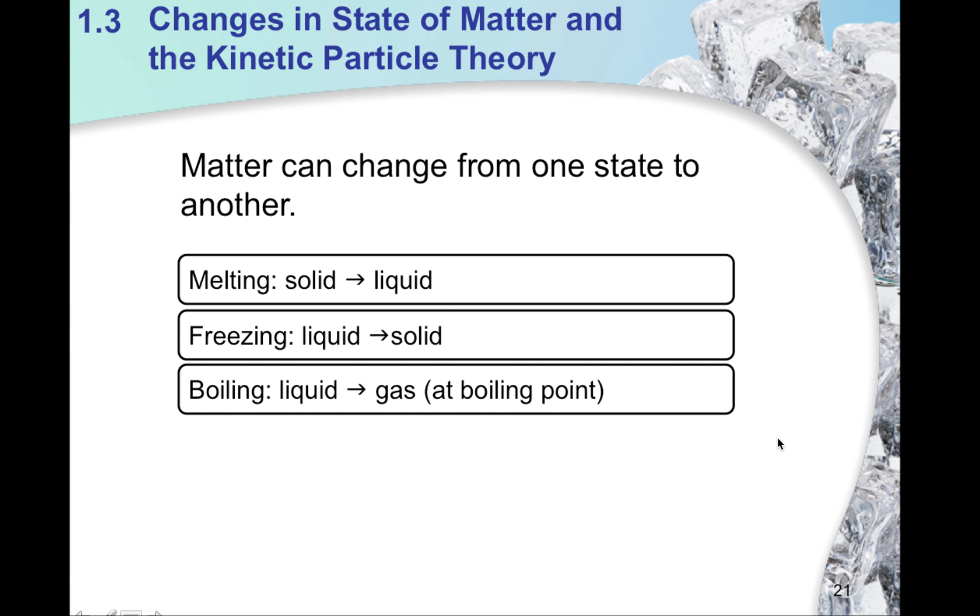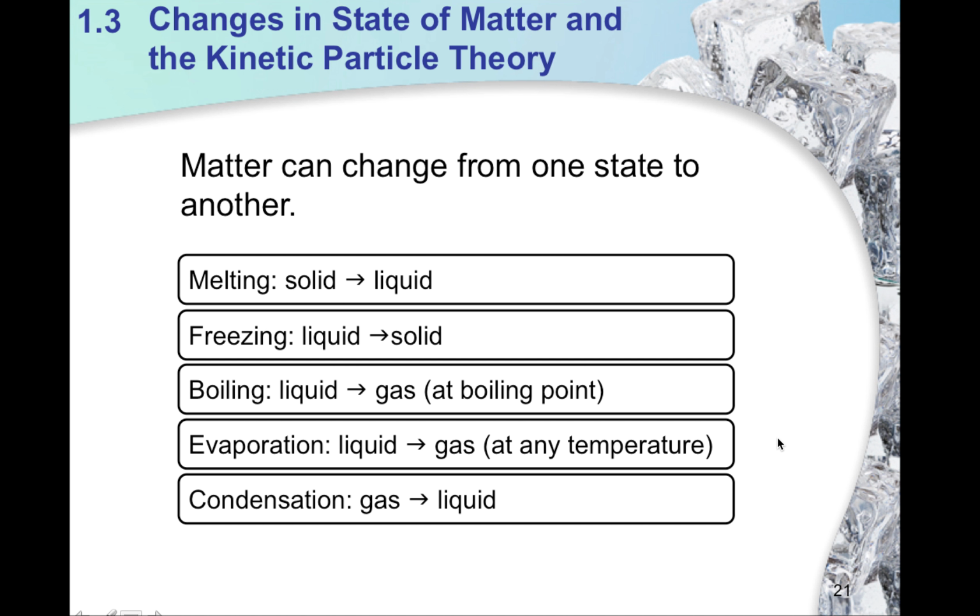So matter can change its state from one state to another, and these are the different kinds of processes for each to change its state. From solid to liquid is by melting, liquid to solid is freezing, boiling will be involved from liquid to gas only at the boiling point. Now if you see here, evaporation can also change from liquid to gas, but the main difference between these two is that boiling occurs at the boiling point, whereas evaporation occurs at any temperature below the boiling point.